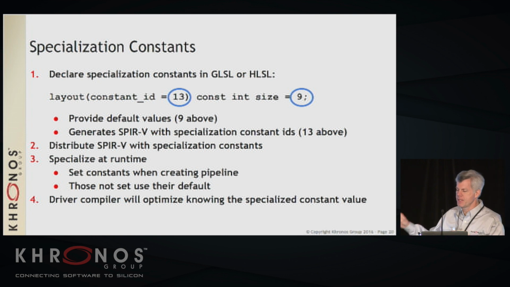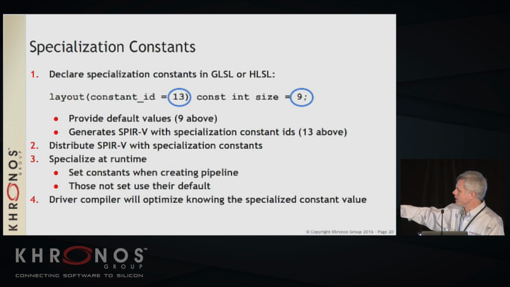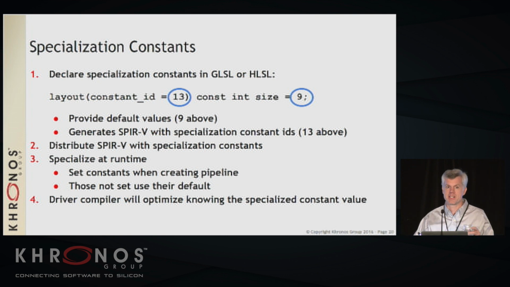So this is showing the syntax in GLSL for creating a specialization constant that lets you generate offline a parameterized SPIR-V module, which then online you can specialize to the specific need that you have. So it's the layout, the constant ID equals 13. The 13 is just a handle that you can use later to refer to this. And the variable size is the parameter in this case, and it has an initial default. If you never come back and specialize it, that's just the value it'll end up having.